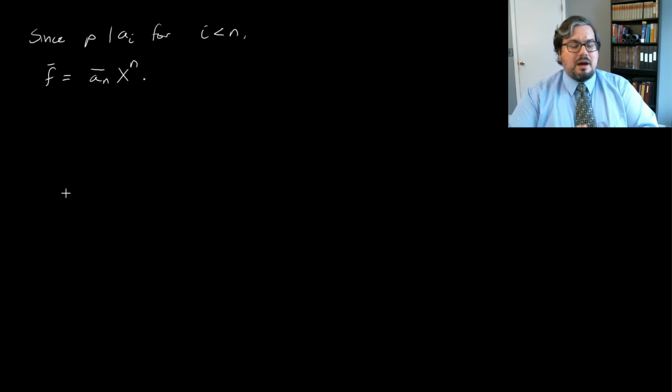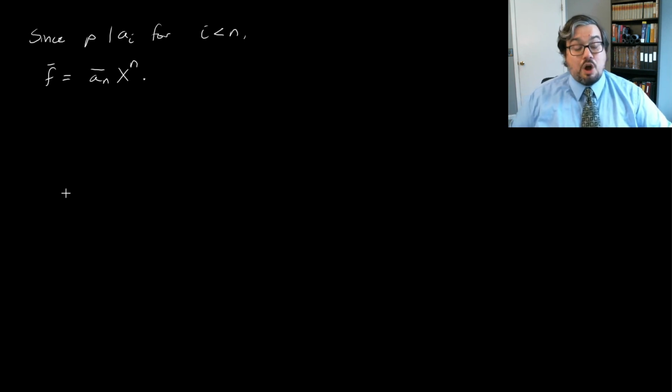Now let's look at what is actually happening with these polynomials. So since p divides a_i for all i less than n, we have to have that f bar is equal to just a_n bar times x to the n, because when we move to Z mod pZ, all of the other coefficients will just become 0.